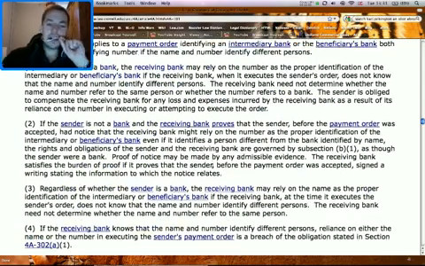If the sender is not a bank and the receiving bank proves that the sender, before the payment order was accepted, had notice that the receiving bank might rely on the number as the proper identification of the intermediary or beneficiary's bank, even if it identifies a person different from the bank identified by name, the rights and obligations of the sender and the receiving bank are governed by subsection B1 as though the sender were a bank. Proof of notice may be made by any admissible evidence. The receiving bank satisfies the burden of proof if it proves that the sender, before the payment order was accepted, signed a writing stating the information to which the notice relates.